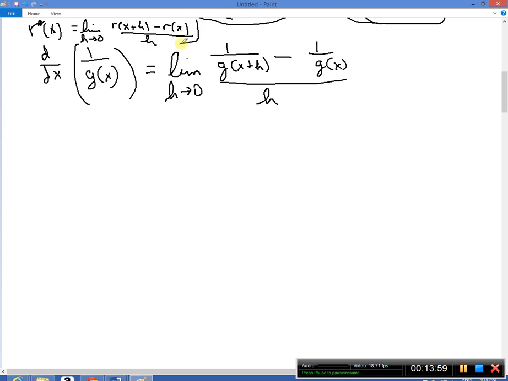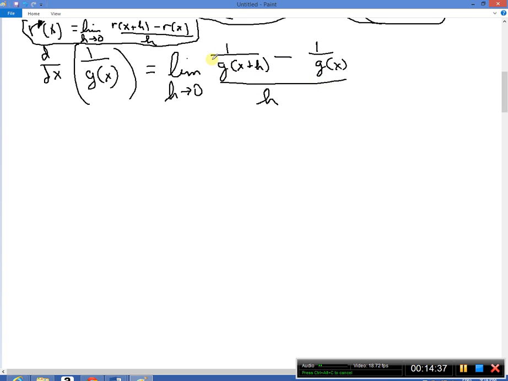Using that definition and thinking of r as this ratio, 1 over g of x, then r prime, the derivative of r, is the limit of the difference quotient. So I have to calculate r of x plus h. What does r of x plus h mean? It means the function, which is this ratio, evaluated at x plus h. So you replace x by x plus h, and this is what you get. Then you have to subtract r of x, which is just that ratio. That's what I've got, and the whole thing is divided by h.